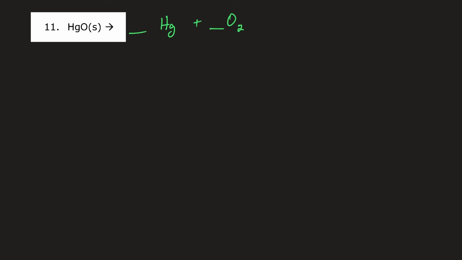Okay, so now let's balance. I have 2 oxygens here, only have 1 there. So I'll put a 2, that'll give me the 2 oxygens, but now I've got 2 mercuries on this side, so I need a 2 in front of the mercury there, balanced.